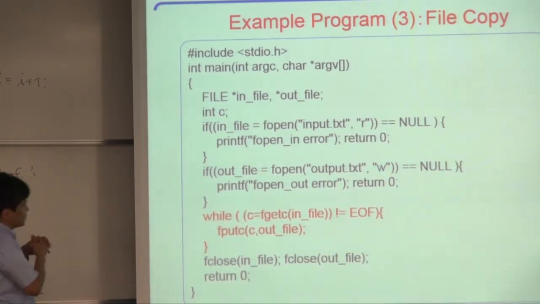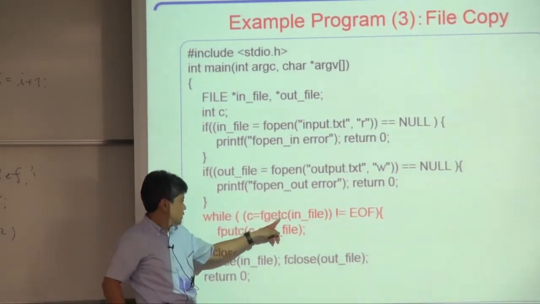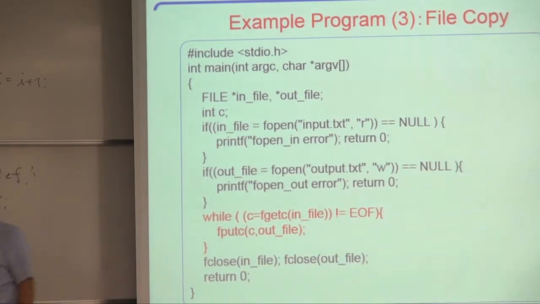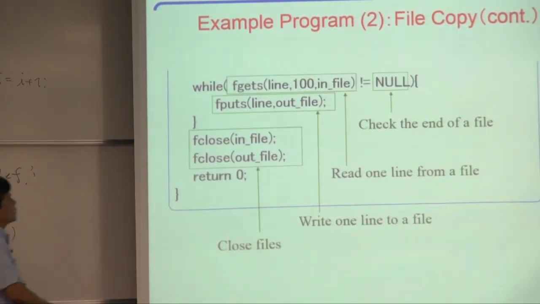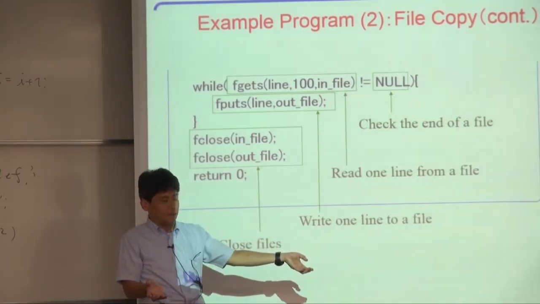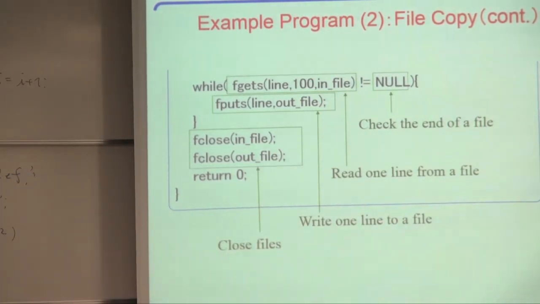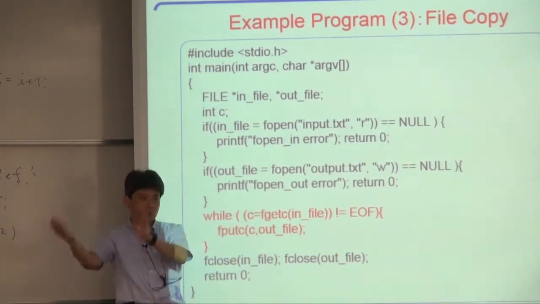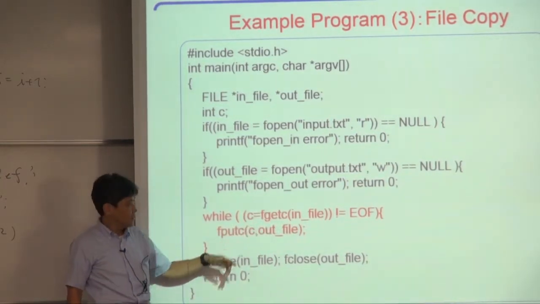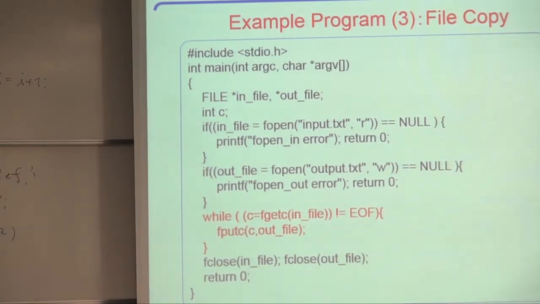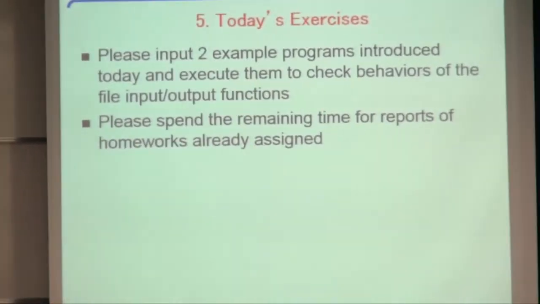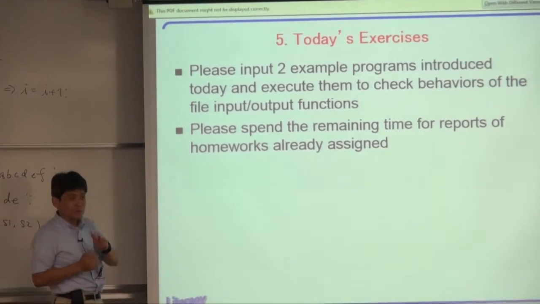So this is the same program, however, using fgetc, not fgets. In this case, the fgetc function. The previous program makes a copy of the input file to the output file line by line. So this case is almost a copy from the input file to the output file, character by character. Okay, the difference is just that. So in this content, I only introduced 2 example programs.